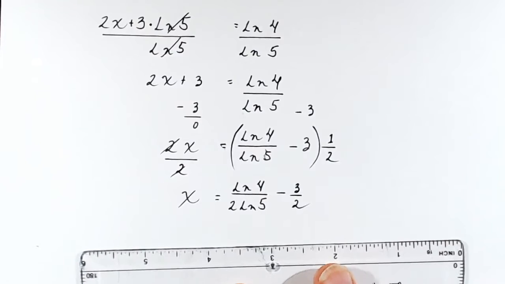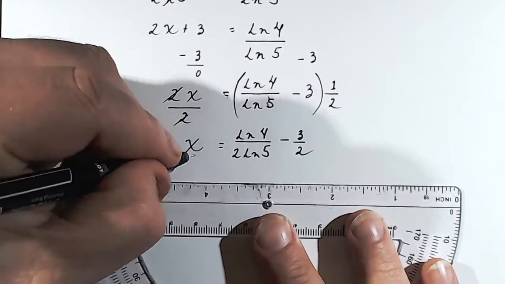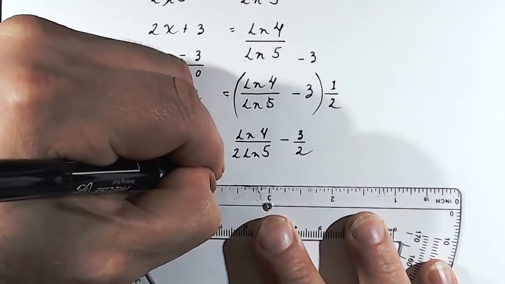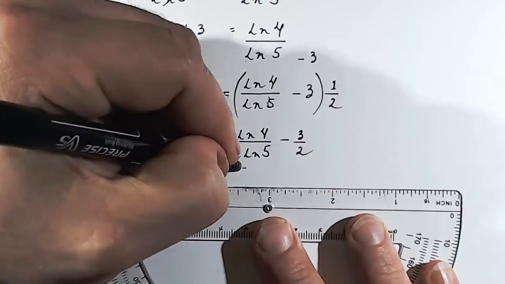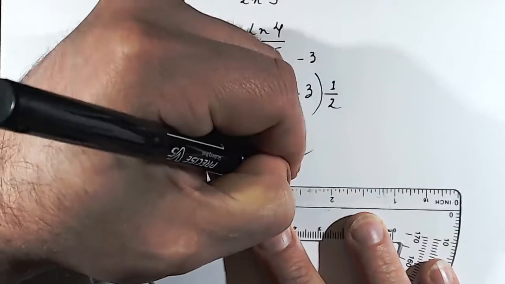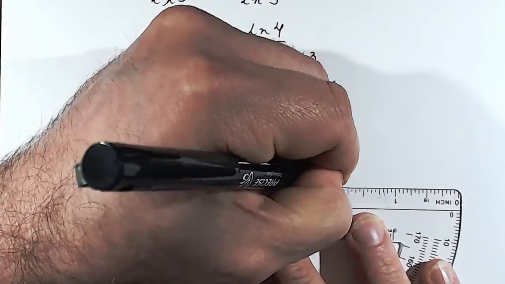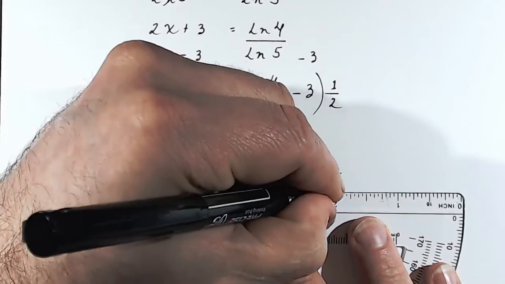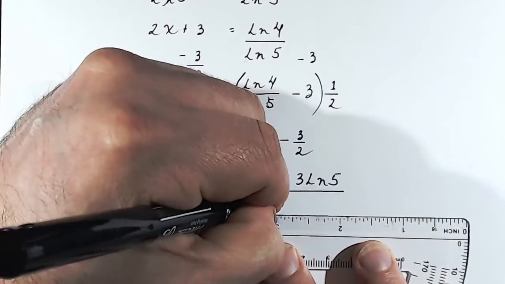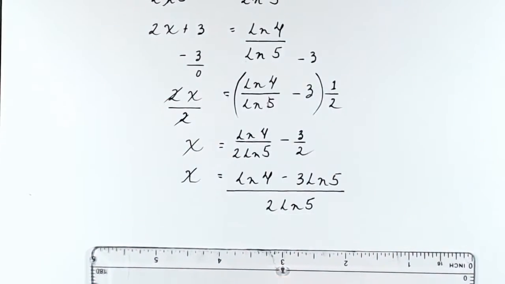All right, so we could stop here, or we could get a common denominator and just write this a little bit more cleanly. And this is more of a style thing. So we can say x equals ln of 4 minus 3 times ln of 5 all over 2 times ln of 5. All right, and that's it.